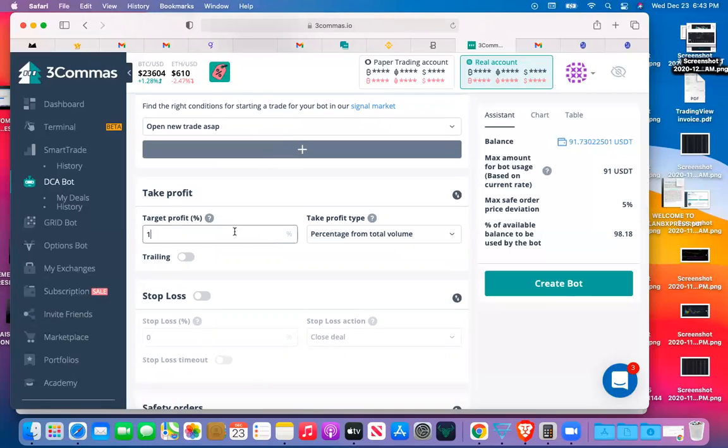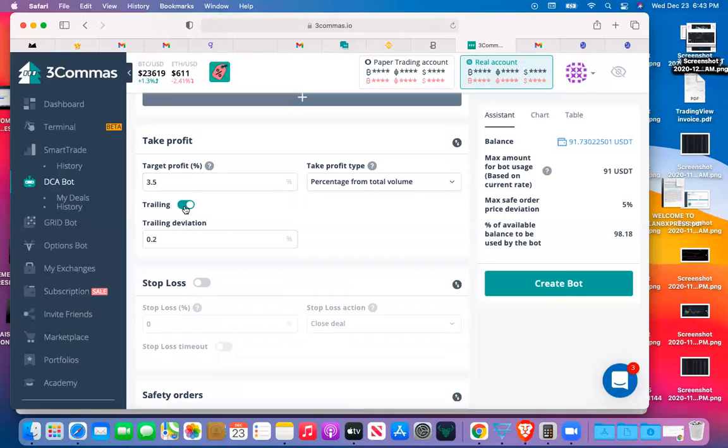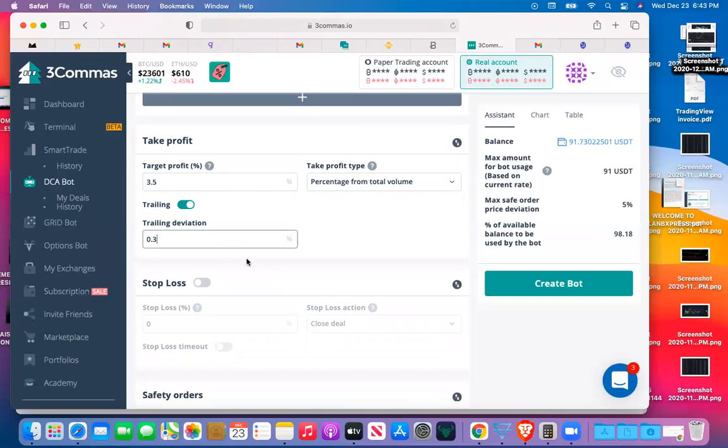Take profit. So I can say take profit 4% or 3.5%, depending on what I'm expecting on that coin. So I can say 3.5%. I can use trailing if it's a good coin that always has a very wide volatility. So take trailing and say minus, so I want to end up having 3%. So I minus 3.5. Okay. Now that's take profit from the total volume you bought.